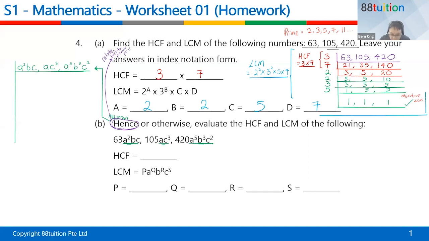Can you see something? Why is the HCF 3 times 7? What do you mean, the HCF is 3 times 7? That time we did that already. What do you mean by why the HCF is 3 times 7? Because I'm using this L method, remember?